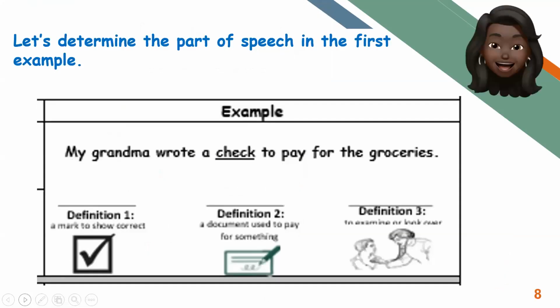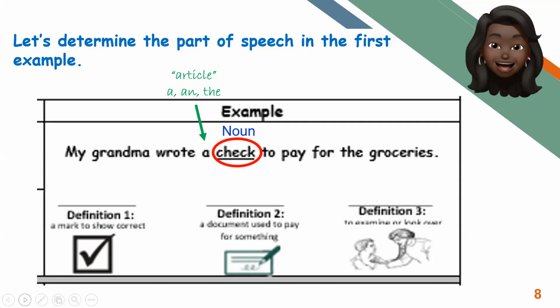Now, let's determine the part of speech in the first example. My grandma wrote a check to pay for the groceries. As you notice, they use an article A in front of check, which lets me know that this is a noun. Articles are A, and the, and they are always in front of a specific or unspecific noun.